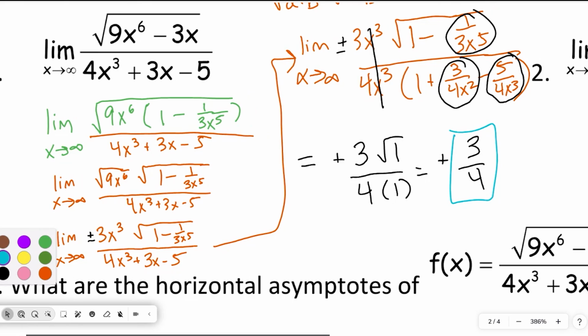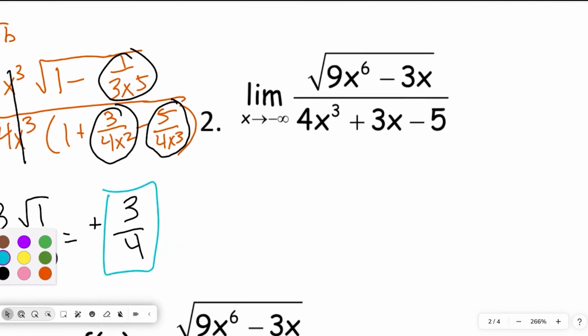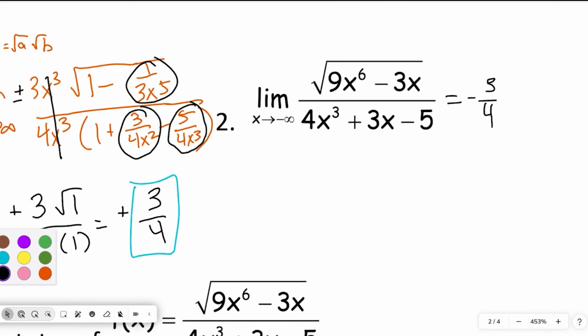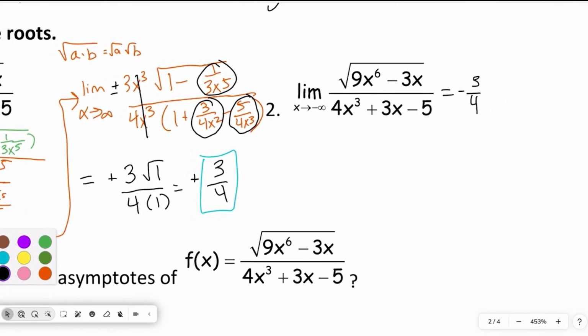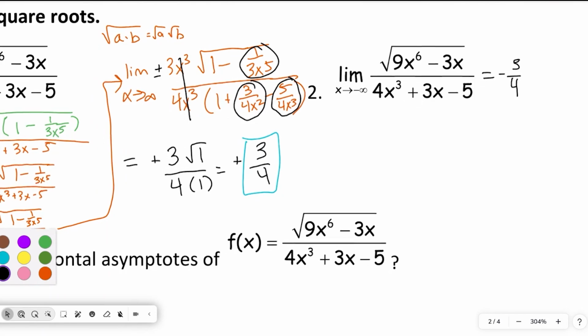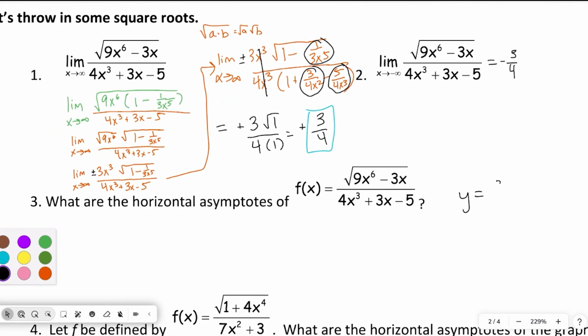Now let's do another one. Oh, well, yeah, we kind of already answered this one, right? So where's this one going to go? Yeah, negative 3/4. So we kind of kill two birds with one stone there. And so the horizontal asymptotes of this function are going to be y equals 3/4, but also y equals negative 3/4.